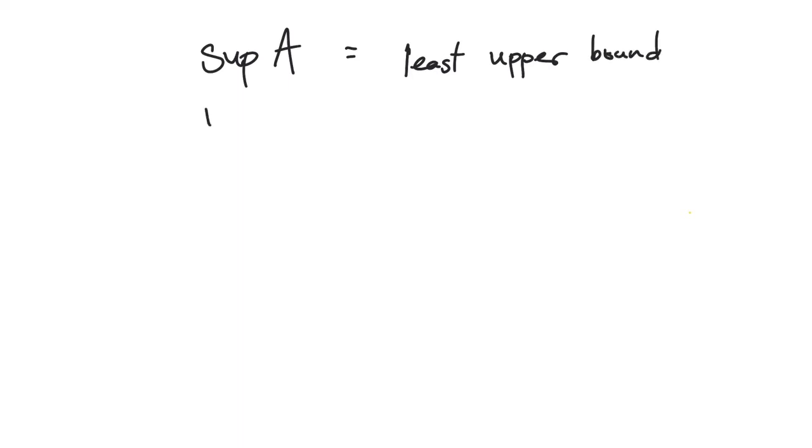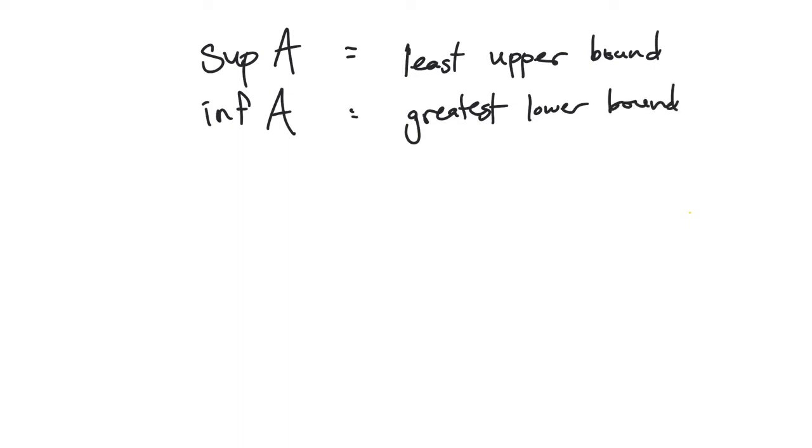Okay, so let's continue talking about the sup and the inf. That's what we began talking about last time. I hope you remember the sup of a set A is the least upper bound, and the inf of a set A is the greatest lower bound. Right, and we did a couple examples last time.